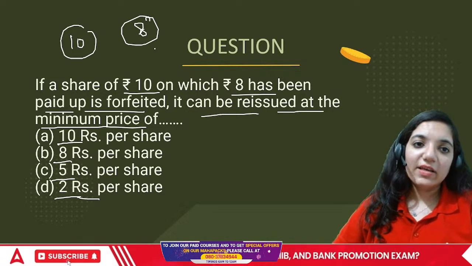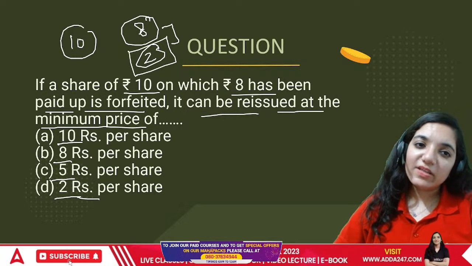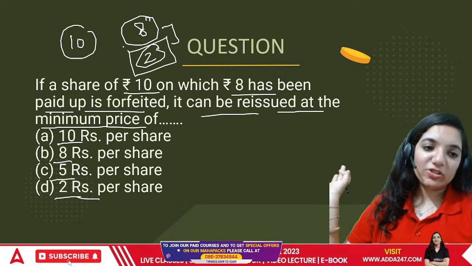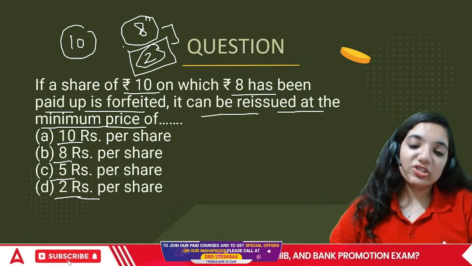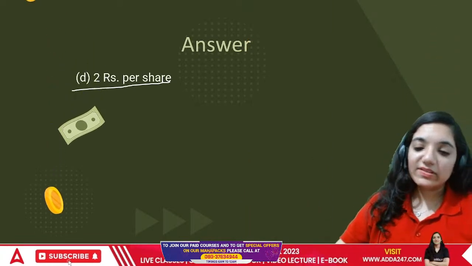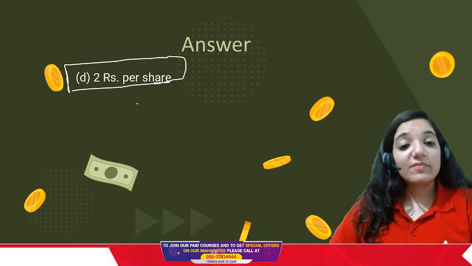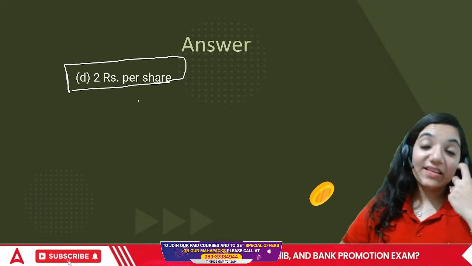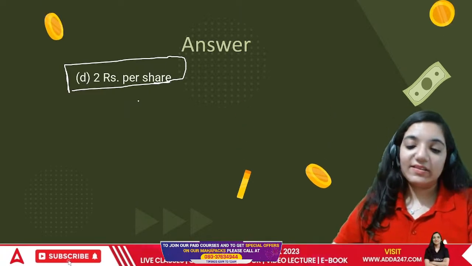So technically I need to have this 8 plus 2, 10 rupees, minimum 2 rupees and maximum whatever I would like to charge. Because 8 is already received on the share, I can charge just the last 2 rupees and I'll be done with the entire face value. So in this case the answer is 2 rupees. Always remember, the shares cannot be issued at less than the face value of the shares. Okay? It cannot be less than that. It's a rule.